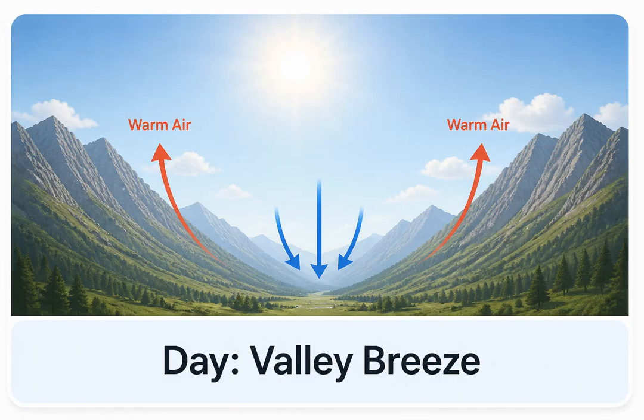A similar thermal process happens in mountainous regions. During the day, the mountain slopes get intensely heated by the sun. The air just above the slopes warms up and rises. To fill the gap left by this rising air, cooler air from the valley floor is pulled upwards along the slopes. This upslope wind is known as a valley breeze.